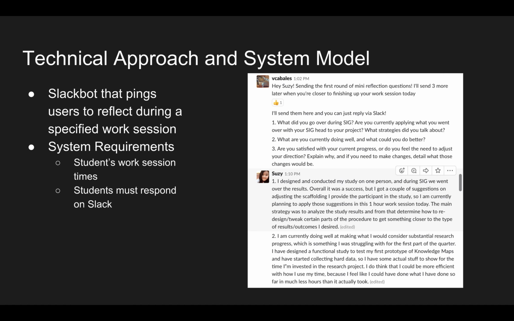So my technical approach and system model is essentially a Slack bot that pings users to reflect during a specified work session. So the system requires students to input their work times. I didn't build a Slack bot this quarter due to time constraints, but I did my study by pretending that I was a Slack bot, and I personally pinged the students I was testing on and asked them for specific times that they would be working on their project, and students were required to answer these reflection questions on Slack.